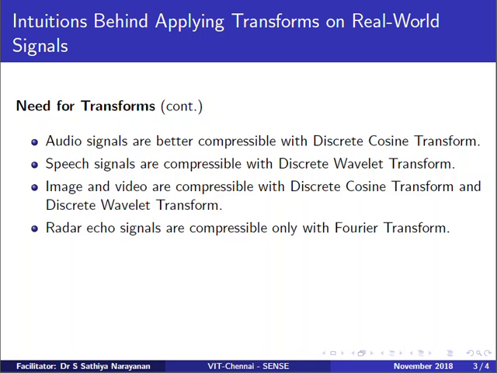Some specially designed signals such as radar echo signals are compressible only with Fourier transform.